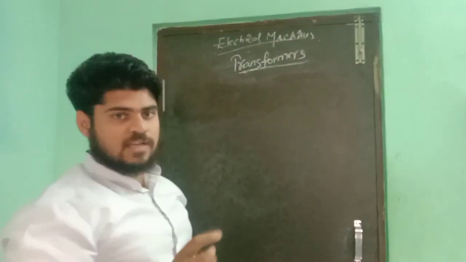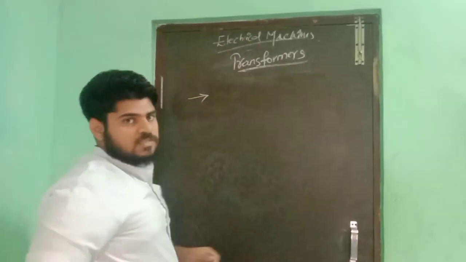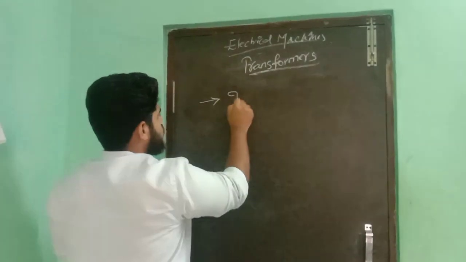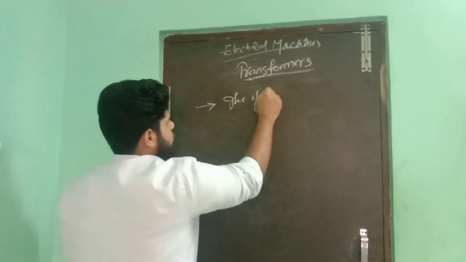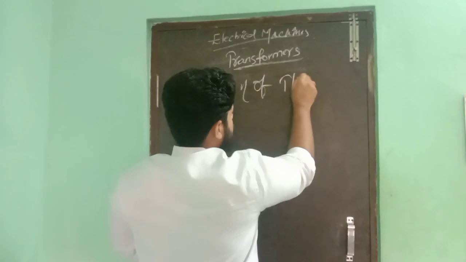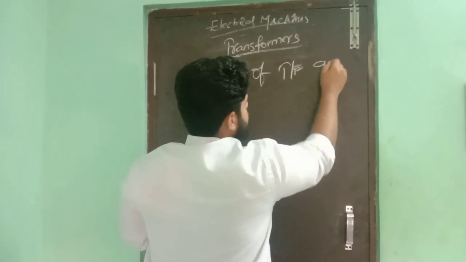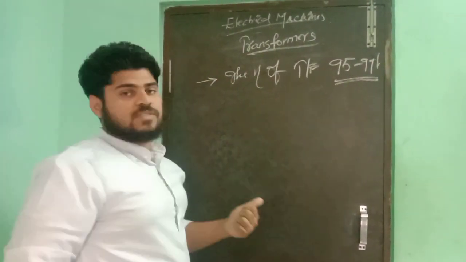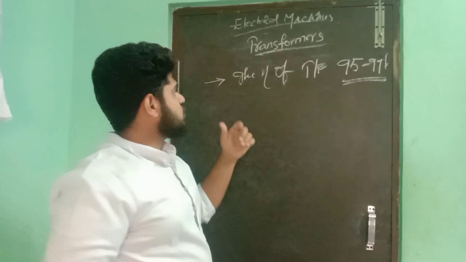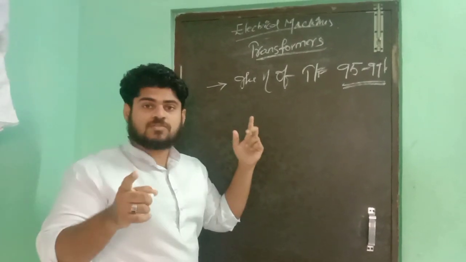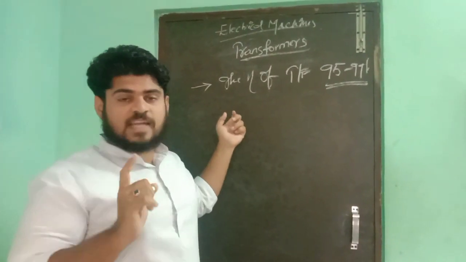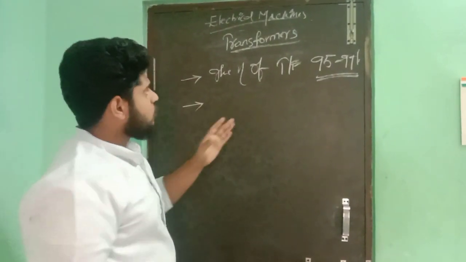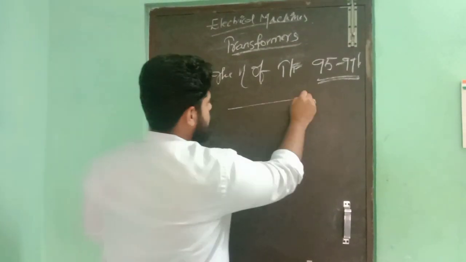Another point to be noted in a transformer: as we have discussed earlier, a transformer has greater efficiency compared to all the remaining machines. The efficiency of a transformer is around 95 to 99 percent, which is greater than all the remaining machines. That is because it has no moving parts, as a transformer is a static device or static machine. So, in a transformer, let's consider a core type transformer.